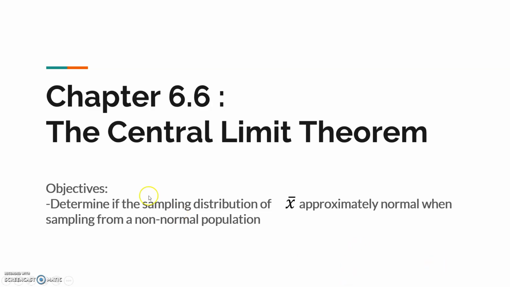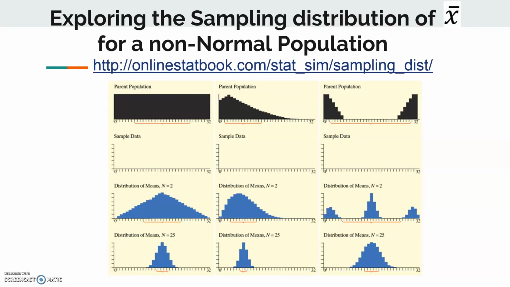So the objective here is we're going to determine if the sampling distribution of X bar is approximately normal when sampling from a non-normal population. We're going to get a little bit into this, but here you see three different parent populations. Here you've got a uniform distribution, here you've got a right skewed distribution, and here you've got this strange looking symmetric distribution. But again, notice these are not normal population distributions.